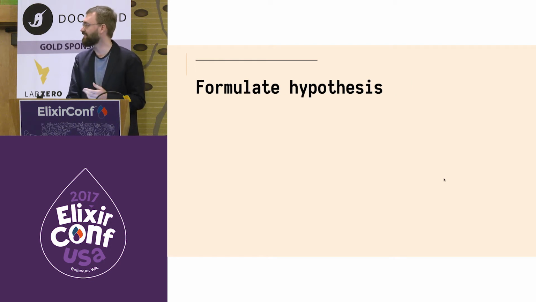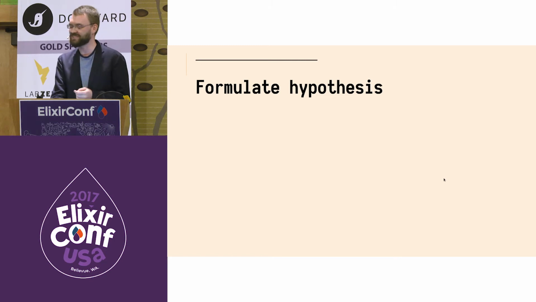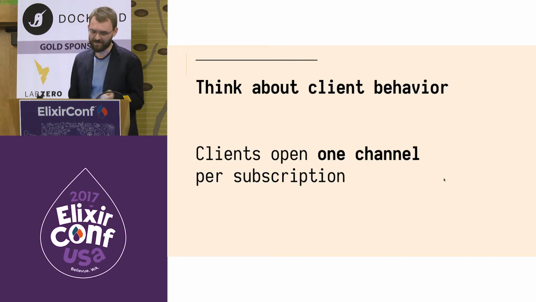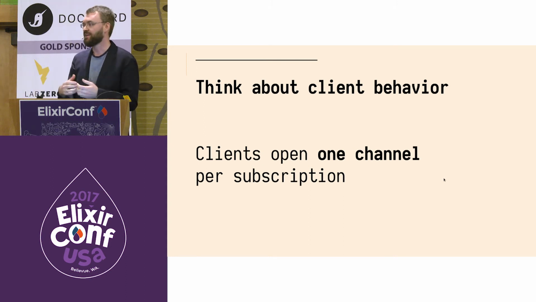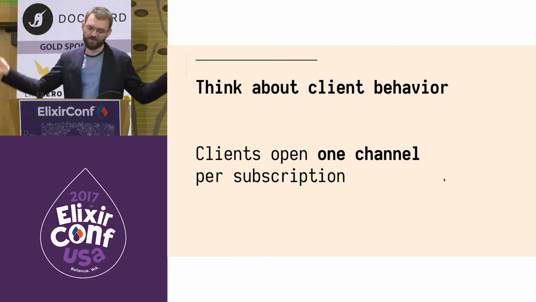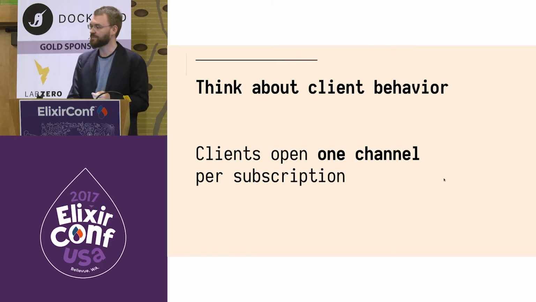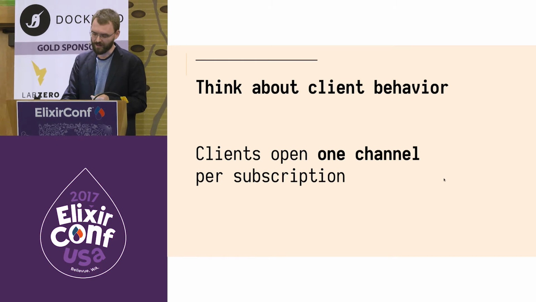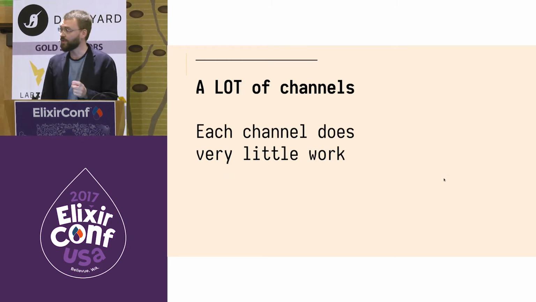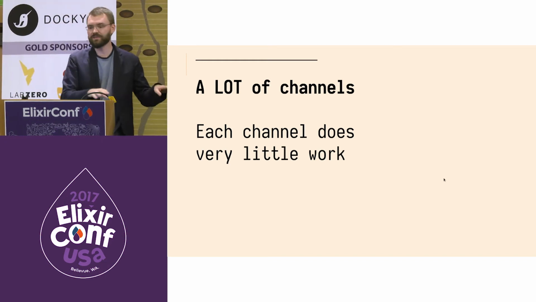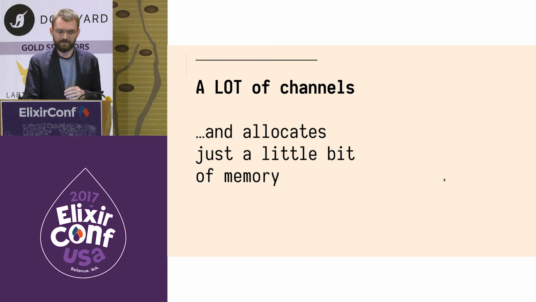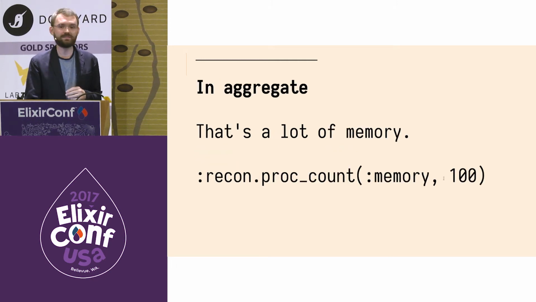So what? We had to formulate a hypothesis. What's going on? How is this happening? The obvious thing is that there's a lot of processes being created. The clients open one channel per subscription. If we increase the subscription size, we're creating tons of channels, and that is probably not helping the memory usage. What more? Each channel does very little work and allocates very little memory, so it just kind of sleeps there and slowly accumulates memory. And in aggregate, that's a lot of memory.